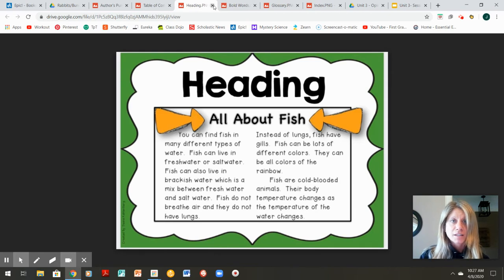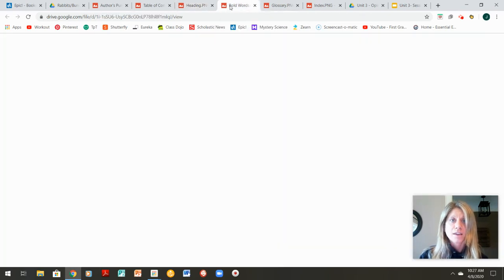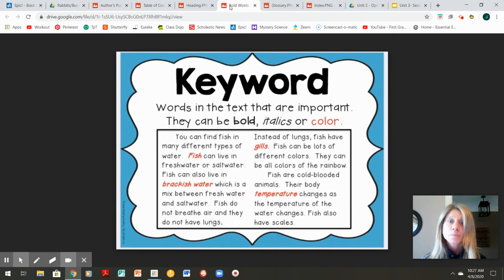Another nonfiction text feature that we're going to focus on today are keywords, specifically bold words. Bold words are usually darker and bigger print, more so than the other words on the page, because the writer really wants us to pay close attention to those words because they are important.